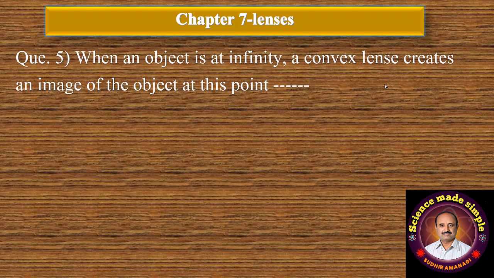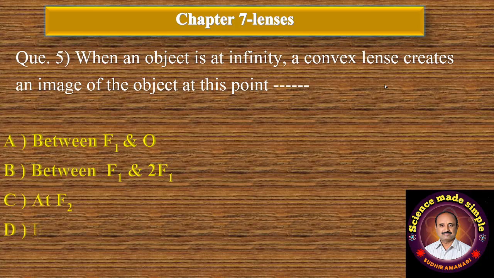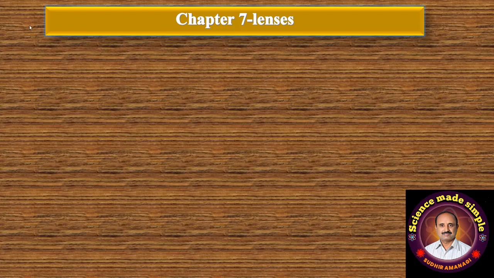Question number 5. When an object is at infinity, a convex lens creates an image of the object at this point dash dash. A option, between f1 and O. B option, between f1 and 2f1. C option, at f2. And D option, beyond 2f2. Correct answer is option C, at f2.